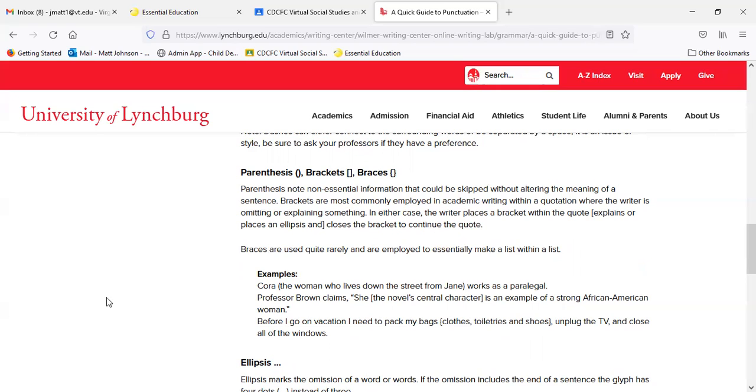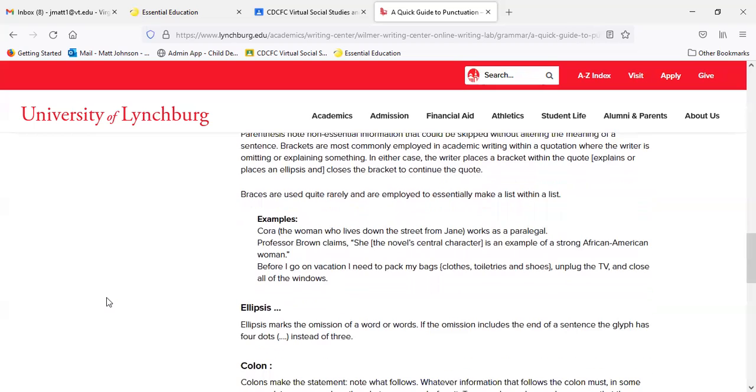So obviously we have a complete sentence without those parentheses. And then Professor Brown claims she, the novel's central character, is an example of a strong African-American woman, pretty much using the parentheses or the brackets in the same way there. I wish they had an example there where you could see those brackets being used. And then before I go on vacation, I need to pack my bags, clothes, toiletries, and shoes, unplug the TV, and close all the windows. So they're using them in very similar ways here.